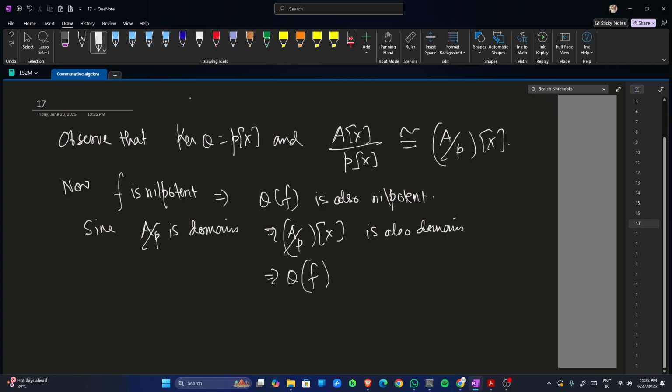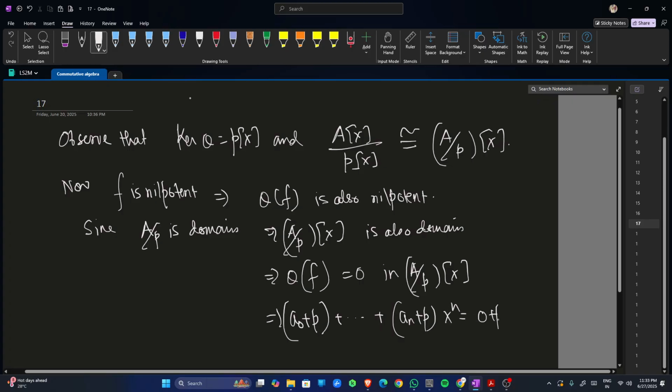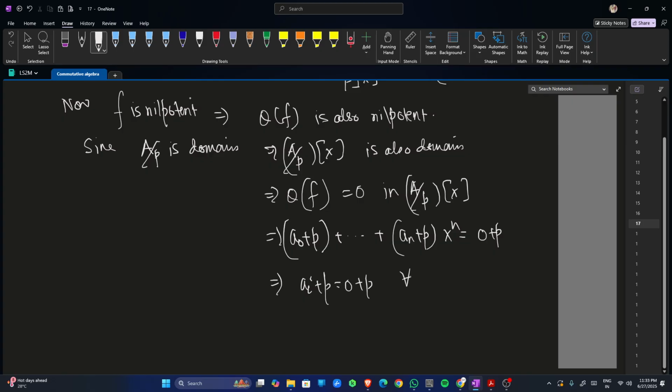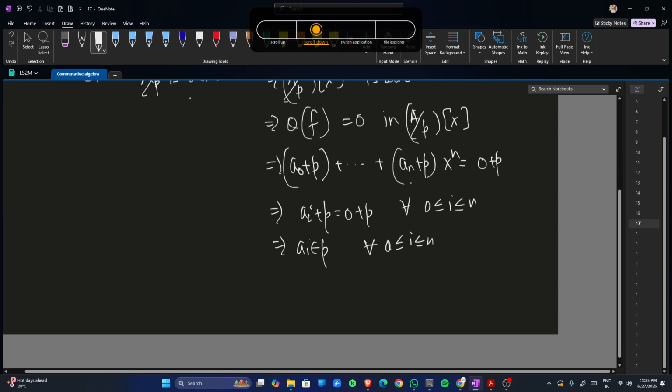This implies theta F is nilpotent, means theta F is 0 in A mod P x. That is, a0 + P plus ... an + P xn equals 0 + P. This implies ai + P equals 0 + P for all 0 ≤ i ≤ n. This implies ai belongs to P for all i, 0 ≤ i ≤ n.